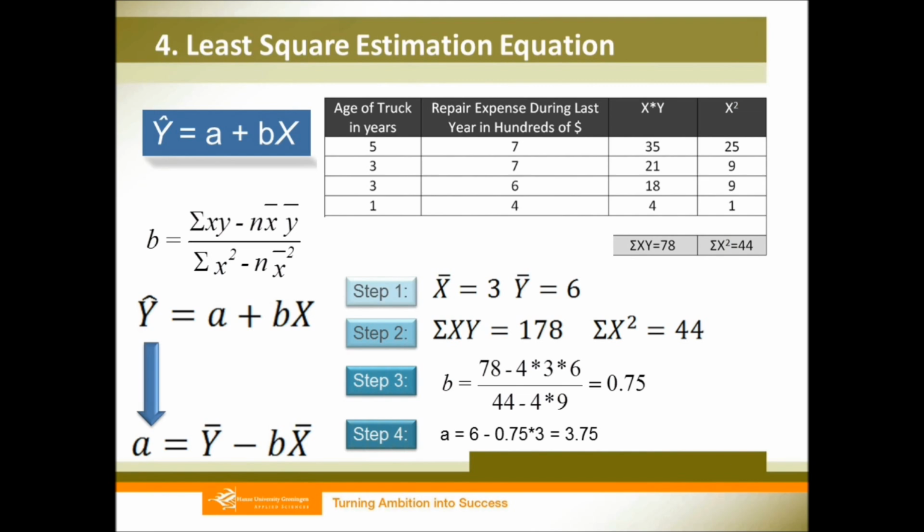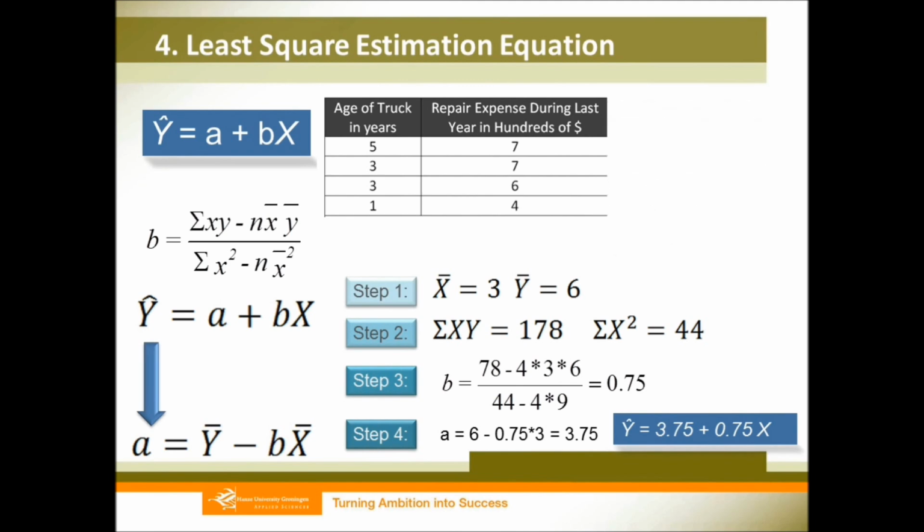Now you know your a intercept and you know your b slope. You can formulate your equation. So your equation will be y hat equals 3.75 plus 0.75 times x. But you may ask, why do we need to use this equation? Now let's look at this example.